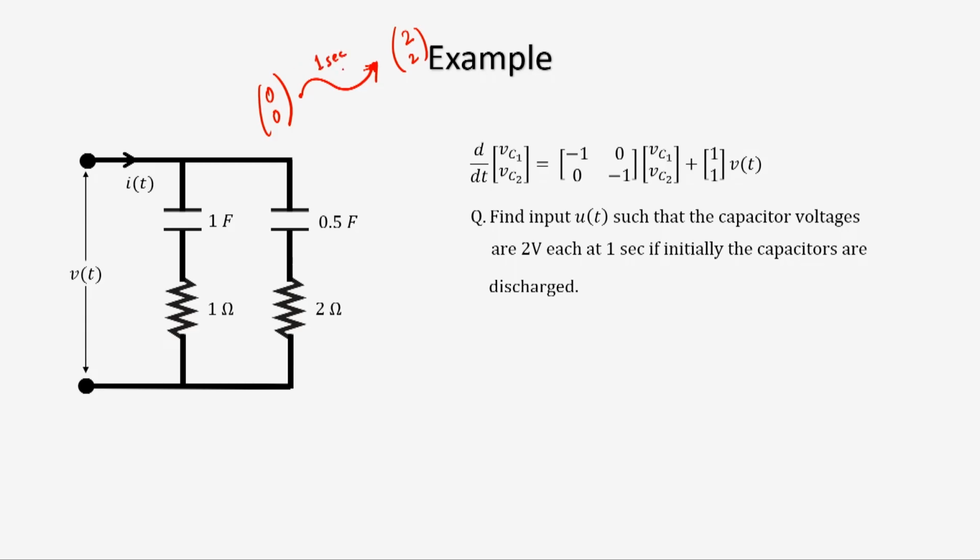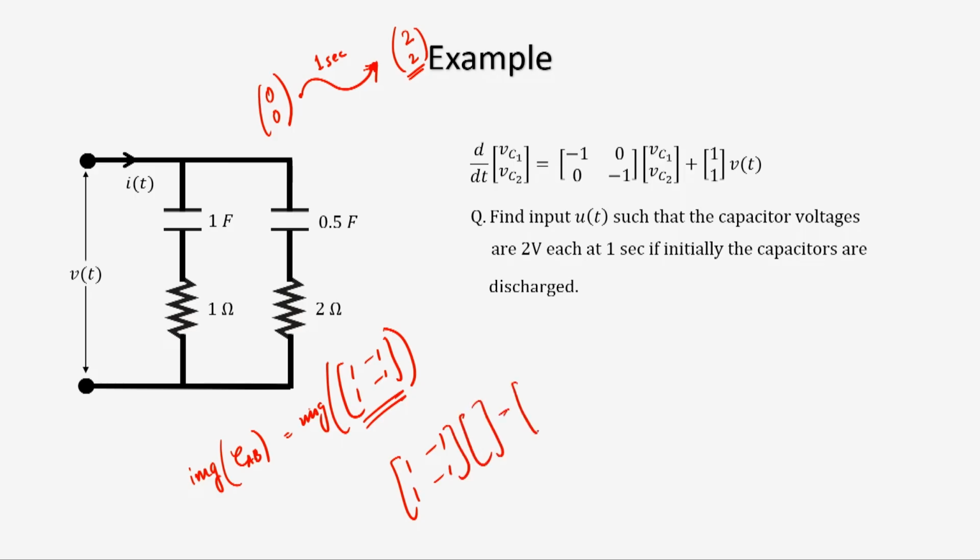So, I want them to be at 2 volts each within 1 second. Now, to check whether this is possible, I can quickly check the image of CAB, which I know is nothing but the image of the matrix [1 1; -1 -1]. You can see that (2, 2) belongs to the image of this matrix, because if you solve this expression, you can give 2 and 0 here and you will get a solution.